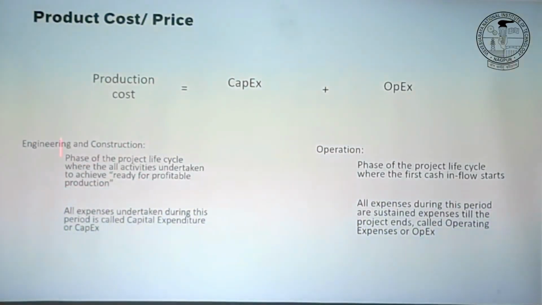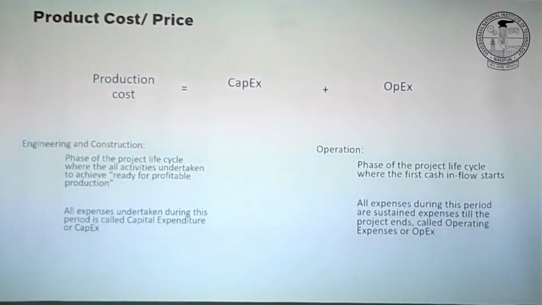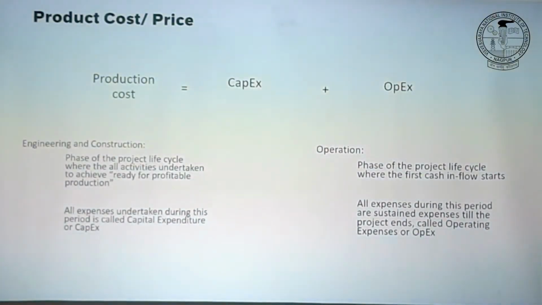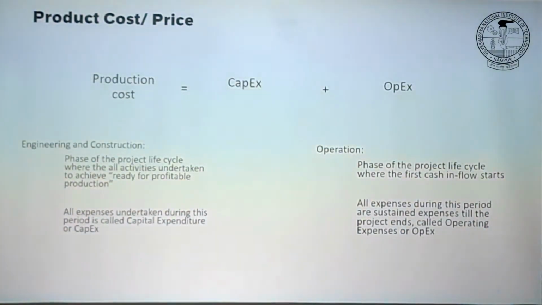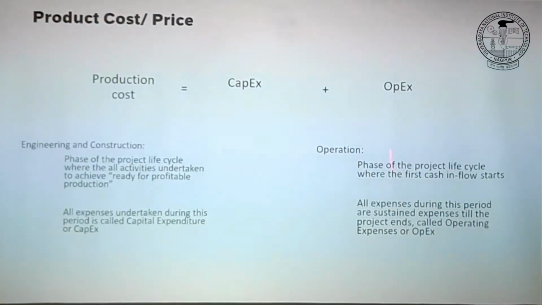So as we saw earlier, production cost is the sum of your capex and opex, right? You have basically two phases, engineering and construction. So you engineer your plant, you construct it, right? And in between engineering and construction also comes the P part, which is procurement. So you have to engineer it, and then you know exactly what you want to buy, right? You go and buy it, and then you go and construct it, and after that you start your operation, right? So that's, as we said, the phase where you really have positive cash flow coming in. Before that, you only have negative cash flow, right?